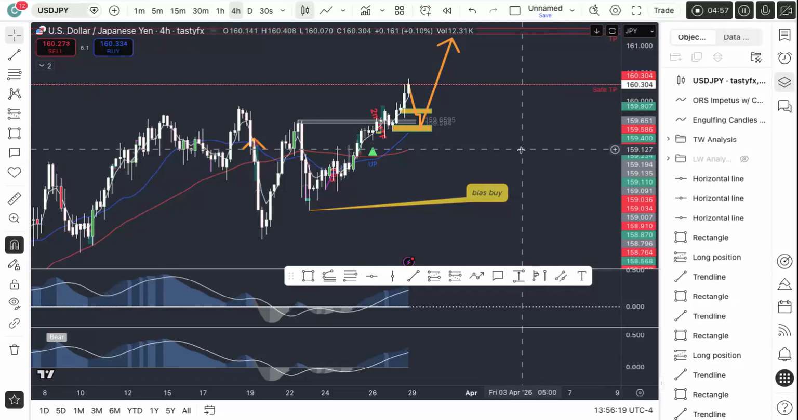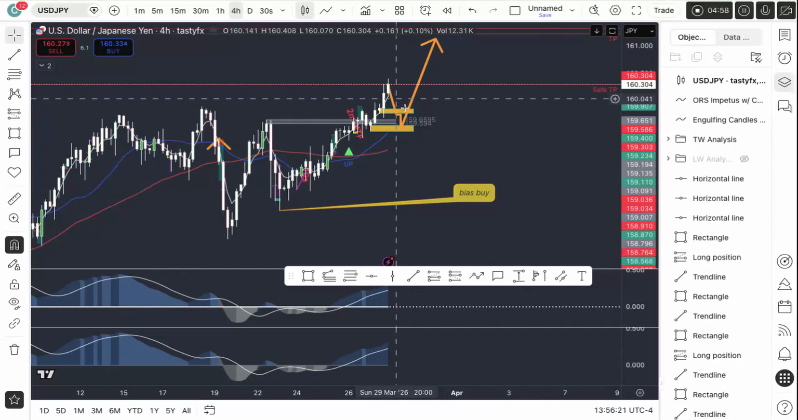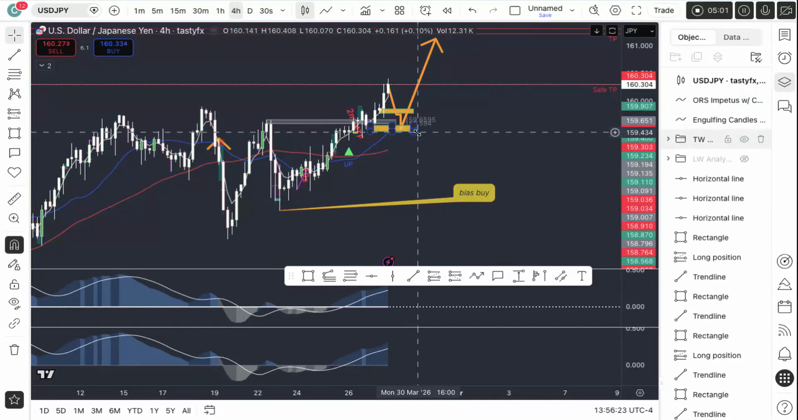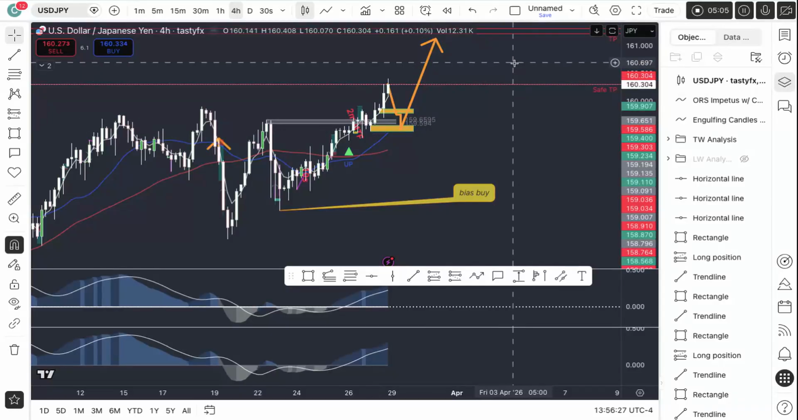What I would like to see is the market pull back to one of these zones potentially, give me some entry confirmation, then we can target higher prices.